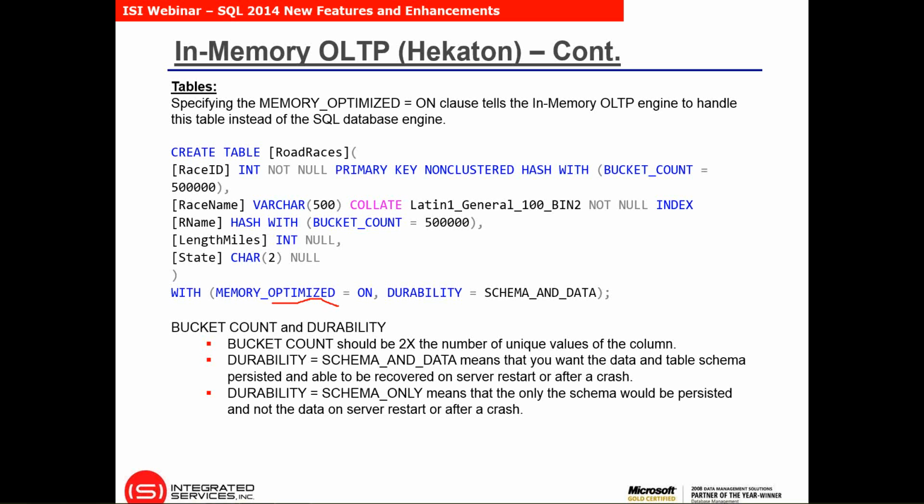I set the bucket count to an arbitrary number, and then durability. Here I've set it to schema and data. Durability is how the table or the object is going to be persisted. Schema and data means that the schema and the data both are going to be recovered on server crash, and schema only means that just the schema is recovered.